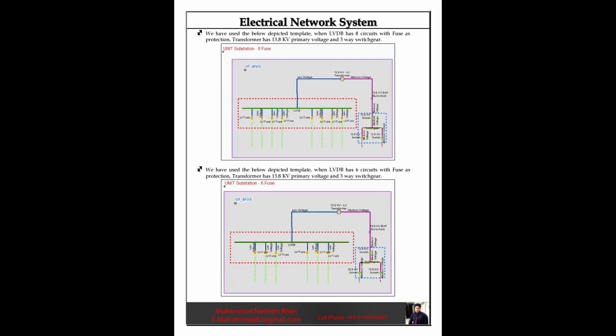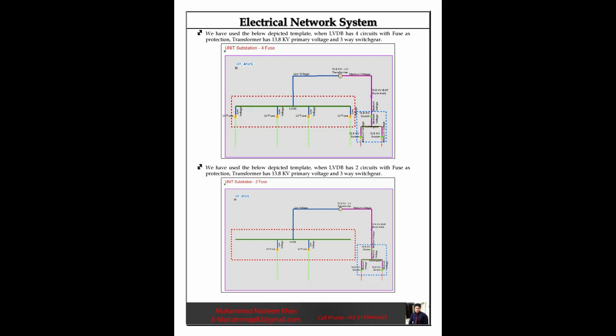We have used the below depicted template, when LVDB has 8 circuits with fuse as protection, transformer has 13.8 kV primary voltage and 3-way switchgear. We have used the below depicted template, when LVDB has 6 circuits with fuse as protection, transformer has 13.8 kV primary voltage and 3-way switchgear.